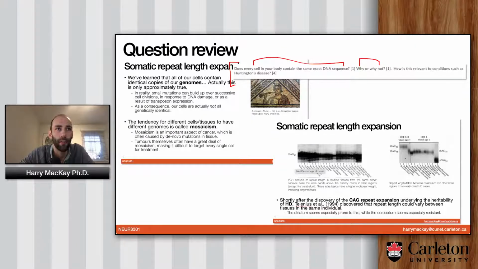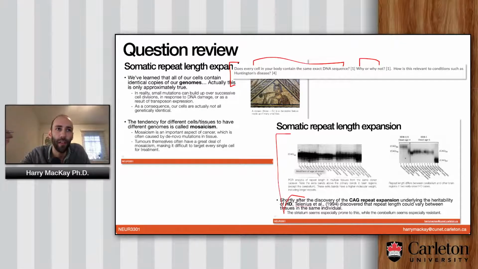How is it relevant to conditions such as Huntington's disease? Well, the somatic mosaicism is quite relevant to this because repeat expansion of the Huntington's associated CAG repeat is something that can happen in individual cells in the body, somatic repeat expansion, particularly in the striatum. And this actually can explain why the age of onset differs between individuals who are born with the same number of repeats. The number of repeats can expand in relevant tissues like the striatum and cause an earlier age of onset.